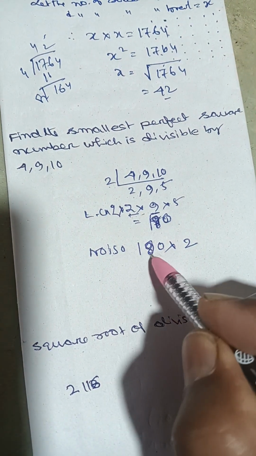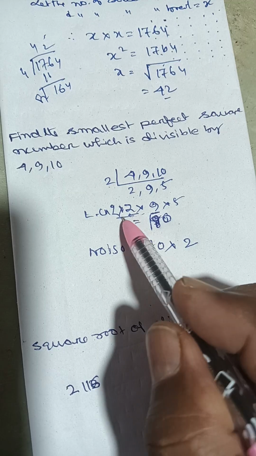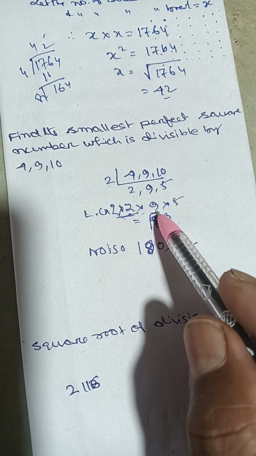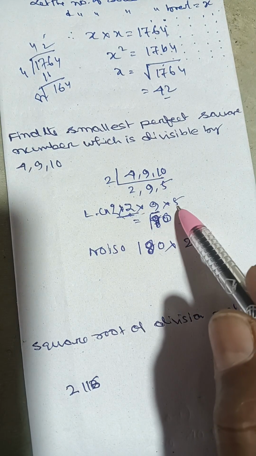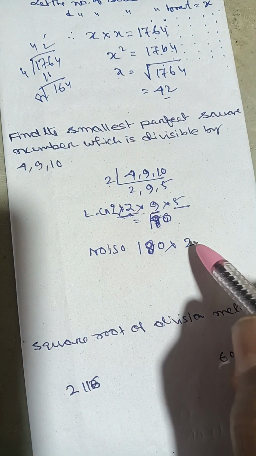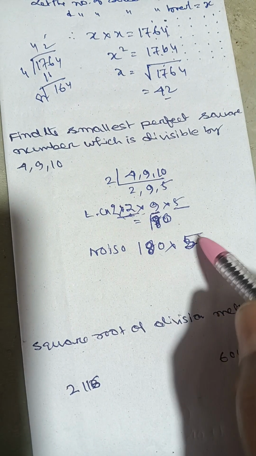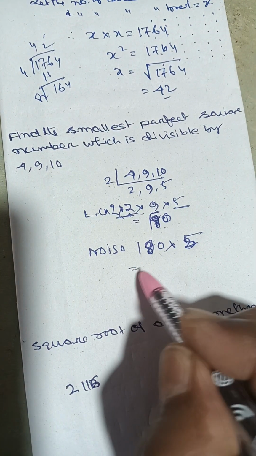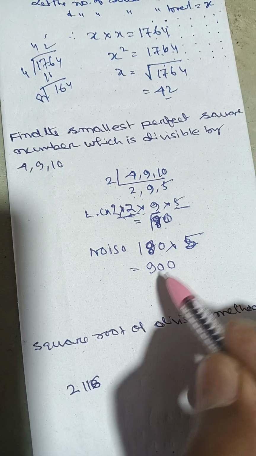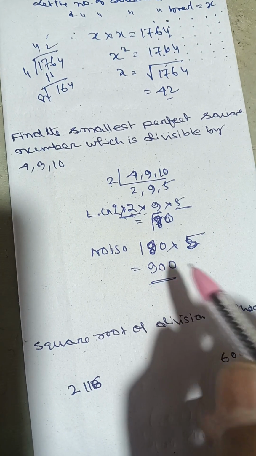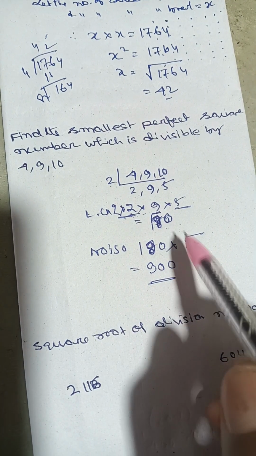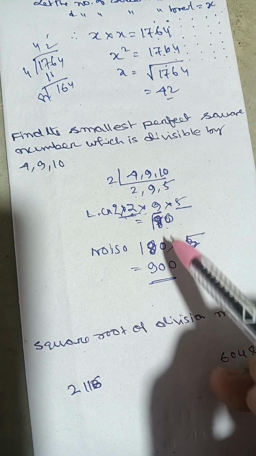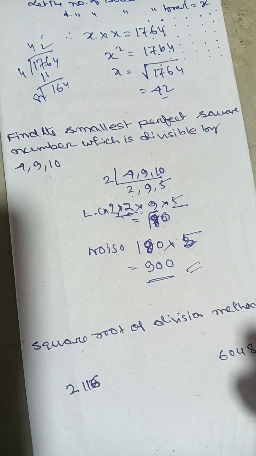We are going to find the perfect square number. You see, 2 two times is a perfect square. 9 can be written as 3 squared, it is also a perfect square. But you see, 5 is alone. So to make it a perfect square number, we have to multiply the LCM by 5. So the answer will be 900. You see that this is the answer, which is a perfect square also, and it is divisible by 4, by 9, and also by 10. So the answer is 900.